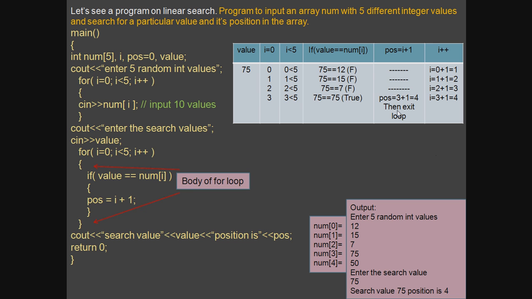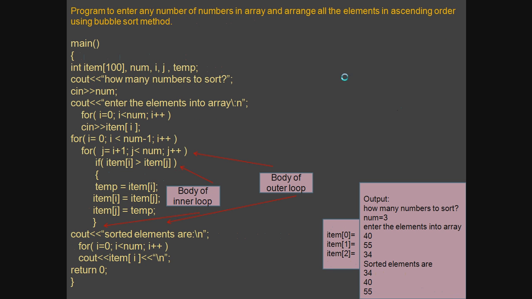Now the next one is Bubble sort. Here, a program to enter any number of numbers in an array and arrange all the elements in ascending order using the Bubble sort method. So now, as you can see, using the Bubble sort method, we are able to arrange the data values inside the array elements in sorted format, that is either in ascending order or in descending order.